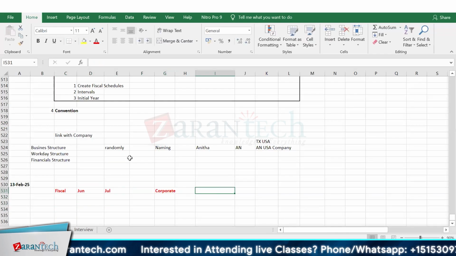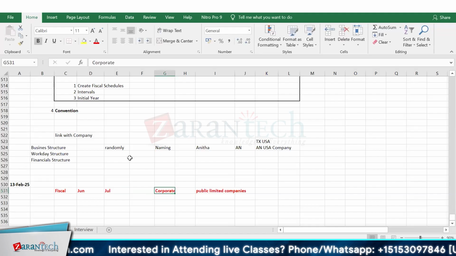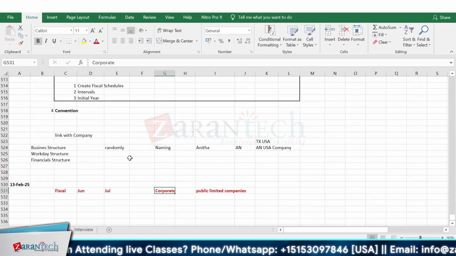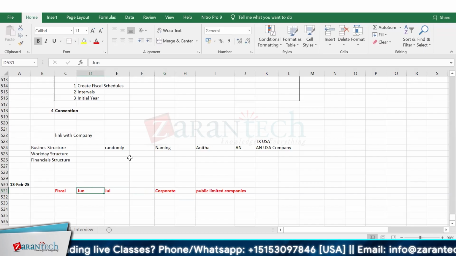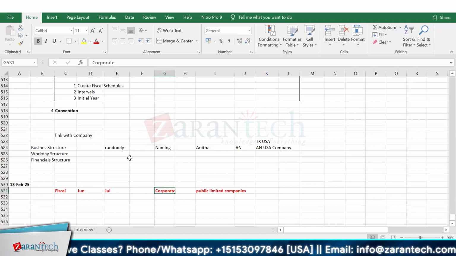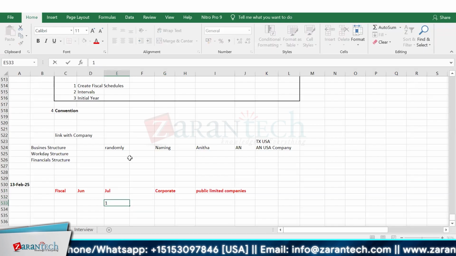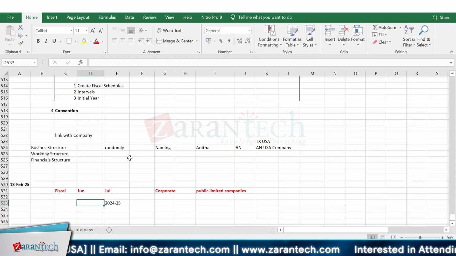Many companies are public limited companies, and their months basically started from the 1st of July. Whenever that month falls in between, they say that our period will be June to July, 2024-2025. This is our period now.